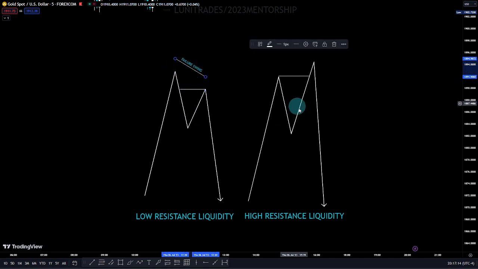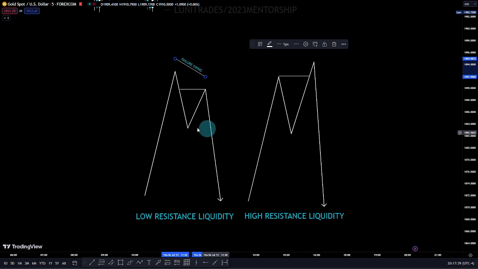You understand? Now, for the high resistant liquidity, as you can see what price did here. Price raided this top. You understand? So price has taken the liquidity at this top. That will enable a crash down. You understand? So that's the difference you need to know about the low resistant and high resistant.